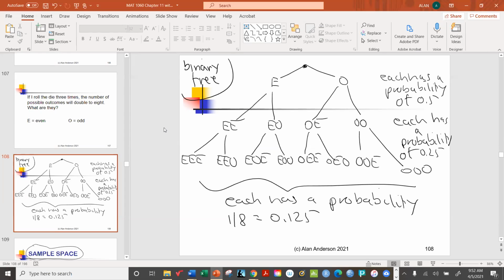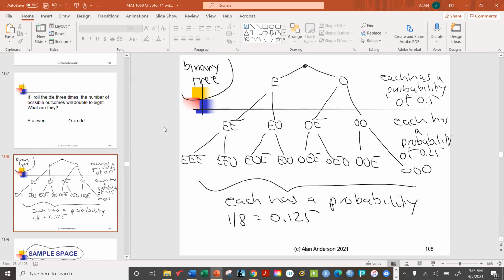All right. Now this is an easy way to keep track of the outcomes of an experiment, as long as it's not too complicated, of course. It's called a binary tree because there's only 2 possible outcomes each time we repeat the experiment.